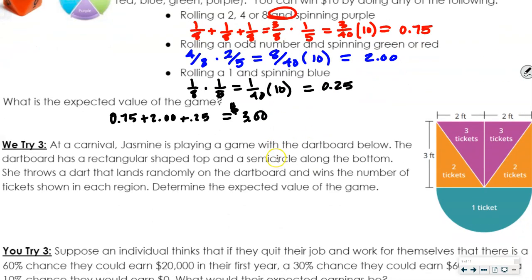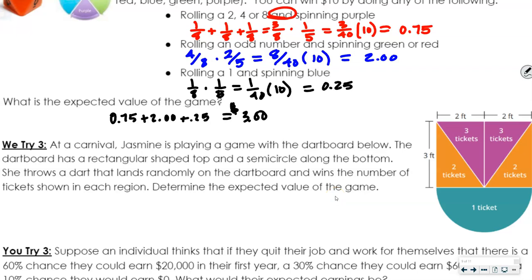Okay. At a carnival, Jasmine is playing a game with the dartboard below. The dartboard has a rectangular shaped top and a semicircle along the bottom. She throws a dart and lands randomly at the dartboard and wins a number of tickets shown in each region. Determine the expected value of the game. So what we've got to do on this one is find the area, okay?